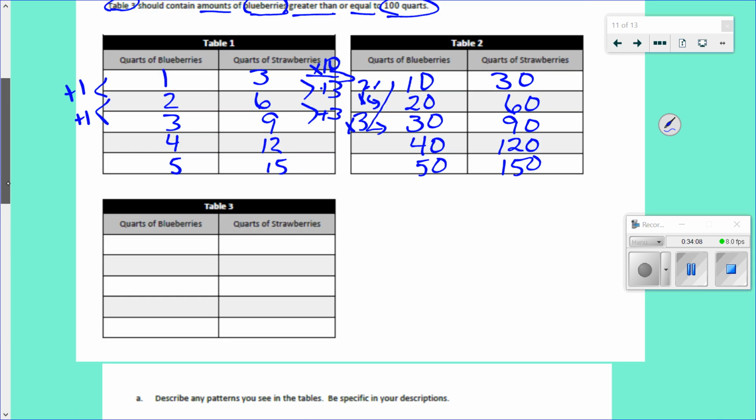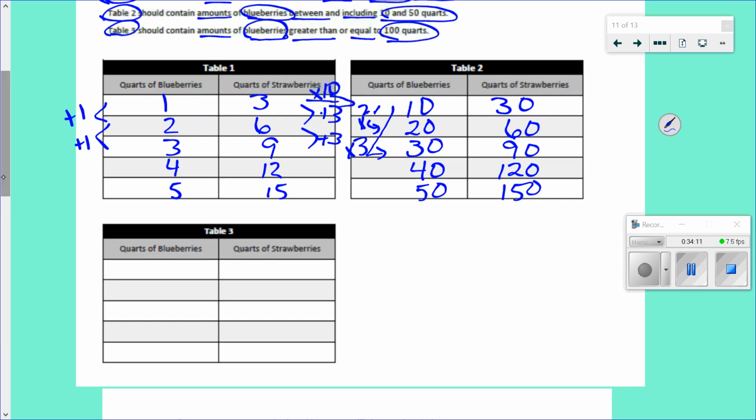Okay? Then our third table, what did they say we need to do? Leah? It's right here. You also have it in your book. Greater than? So if I have 100 quarts here, what's my strawberries going to be? Good job, Cannon. Does everybody else see that? Right? So 200 is going to be 600.